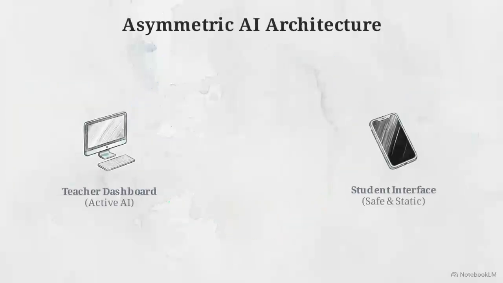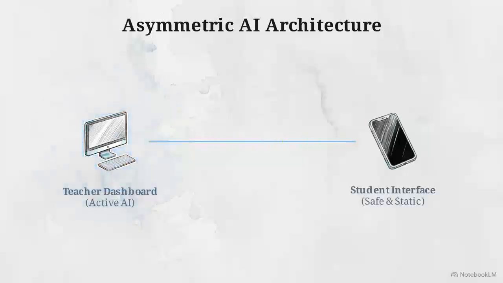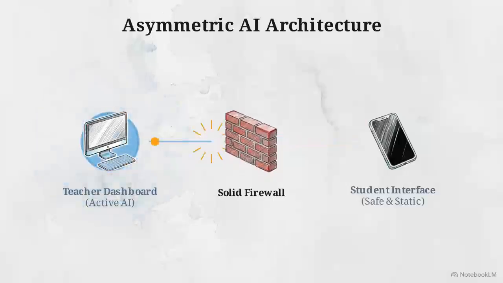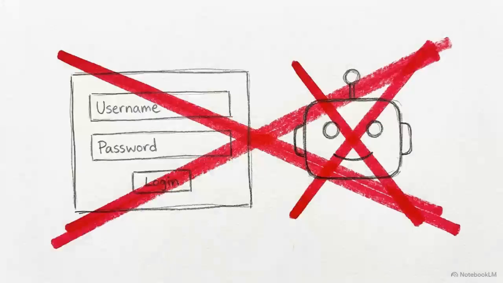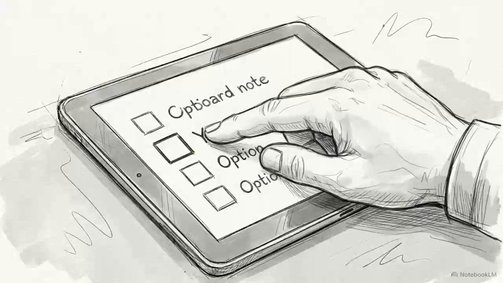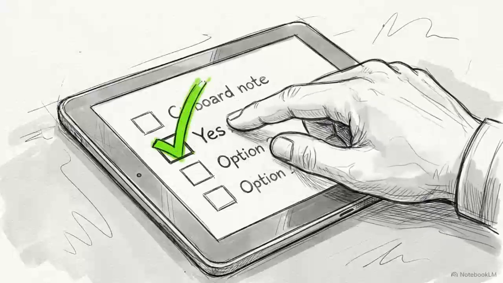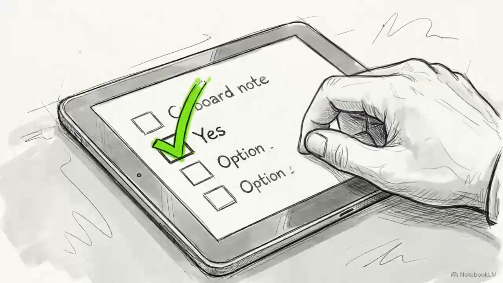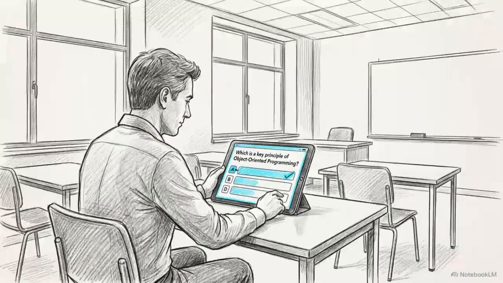Once deployed, the student experience is governed by an asymmetric AI architecture. A solid firewall separates the active AI processing node on the teacher side from the student's interface. This imposes strict negative constraints on the student side. There are no required logins and absolutely no chatbot interfaces. The student interacts solely with a static, deterministic HTML web page. They never have access to generative AI. By removing the requirement for student logins and isolating the generative engine from the student link, this architecture prevents AI hallucinations from reaching the classroom environment.